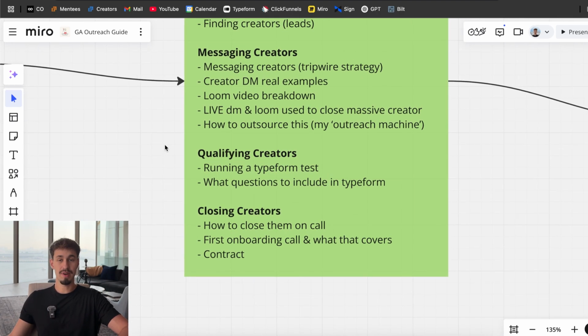Also, qualifying creators, running a Typeform test. I'm going to show you exactly what that means and what it does and why it's so huge, and I haven't really seen anyone else do it.